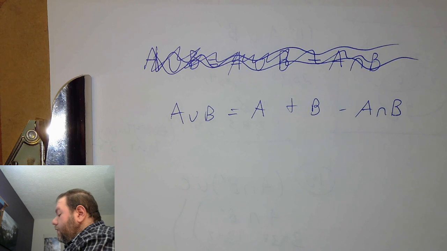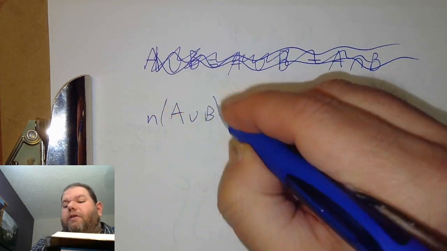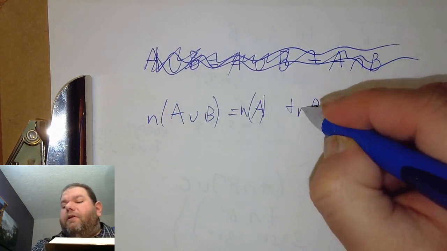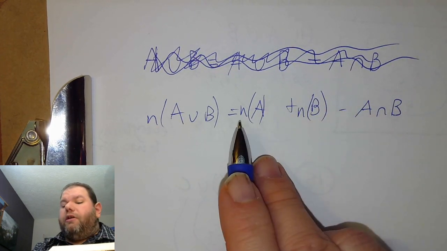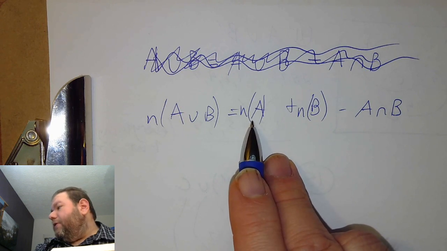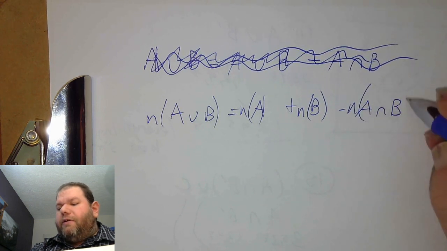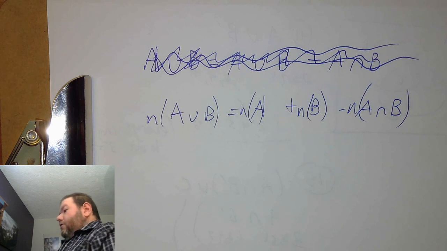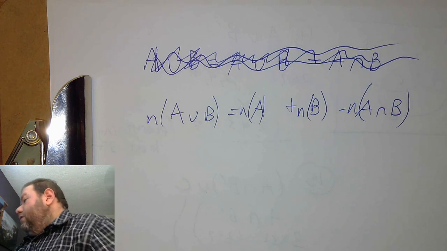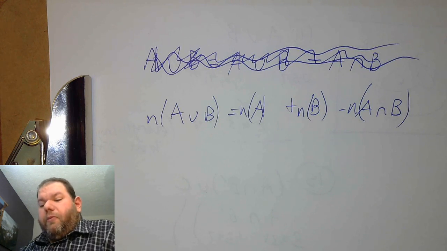Oh, I see it. Yeah, I almost had it right that time, but we went ahead and put an N on the outside. That's what it was. So we want the number of elements in that set combination equal to the number of elements in that set combination plus the number of elements in that set.